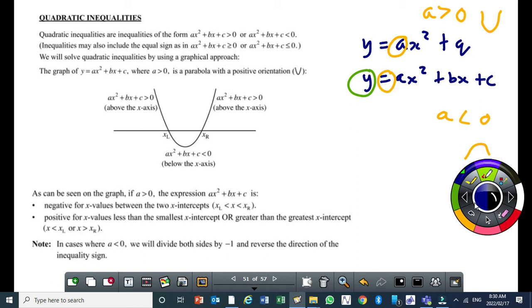Okay? All right. Also, I just need to remind you that last year you were told that if you divide on both sides of an inequality by a negative coefficient, the inequality sign changes. Okay, you still need to know that as well. All right?